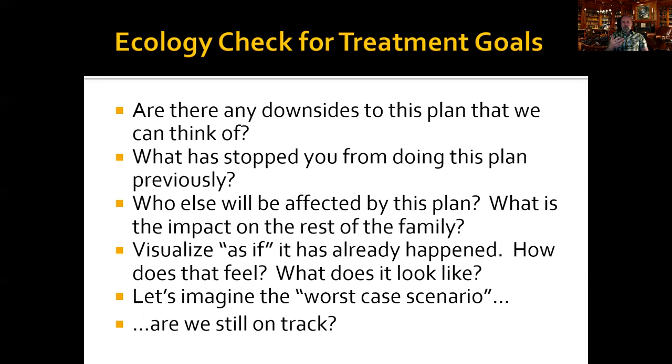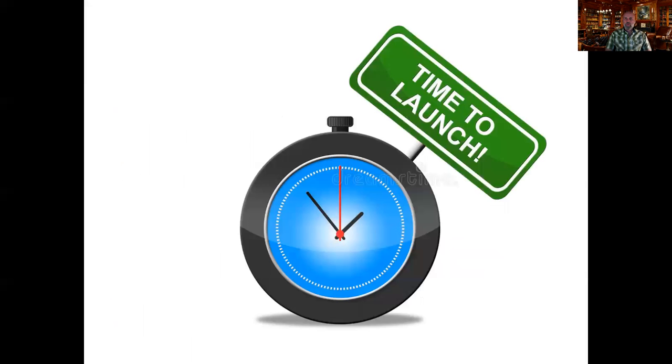So after doing an ecology check, which is before we launch, just to make sure that there isn't something we haven't thought of, the answer to the question of are we still on track will dictate whether or not that goal is the right goal to launch at this time, or whether there are other goals that need to be accomplished before that. All right, so now we have covered developing treatment goals, writing treatment goals, and the ecology check. Once you've gone through that, then it would be time for the clients to launch their goals.